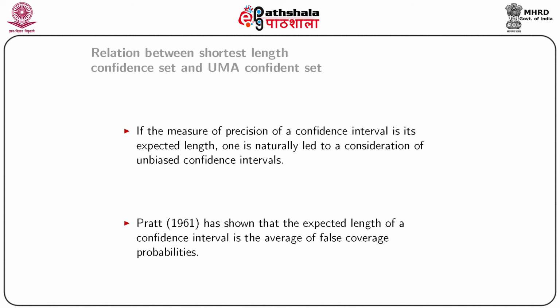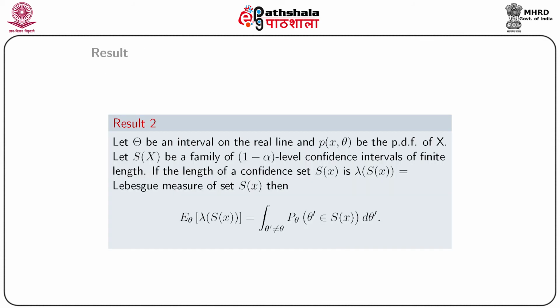Now we discuss an important relationship between shortest length confidence sets and the UMA confidence set. If the measure of precision of a confidence interval is its expected length, one is naturally led to a consideration of unbiased confidence intervals. Pratt has shown that the expected length of a confidence interval is the average of false coverage probabilities. We consider the following result.